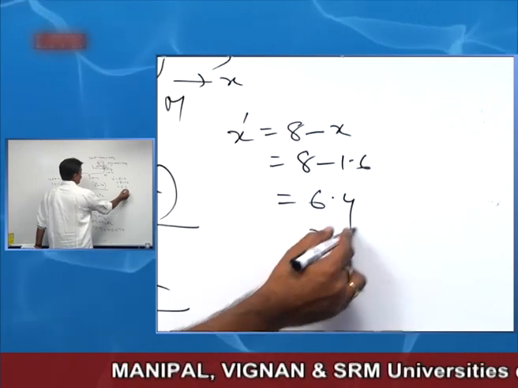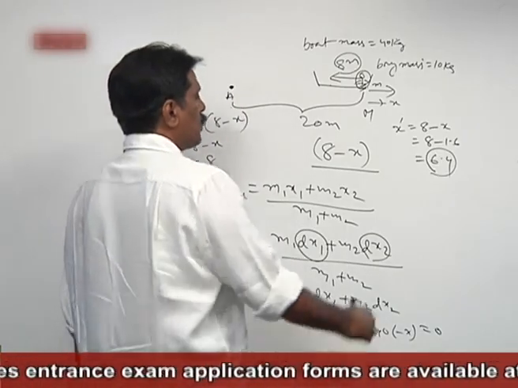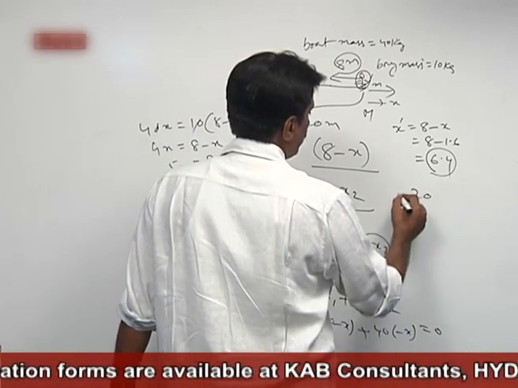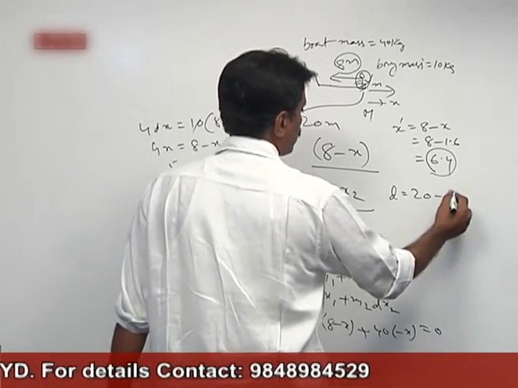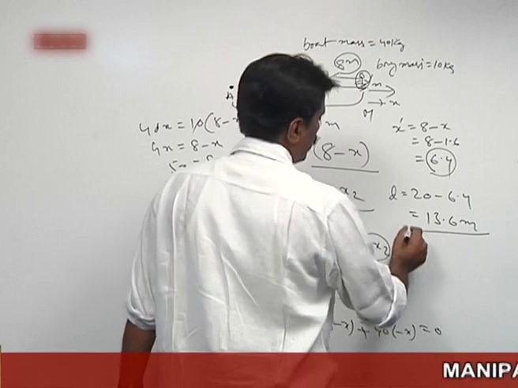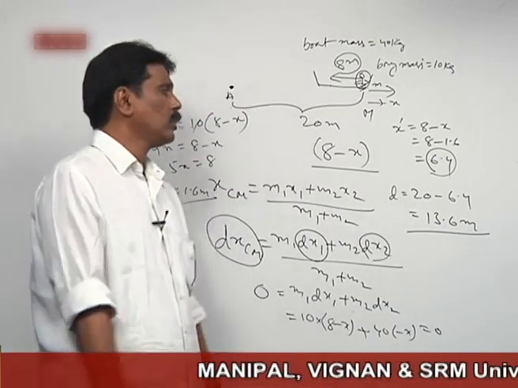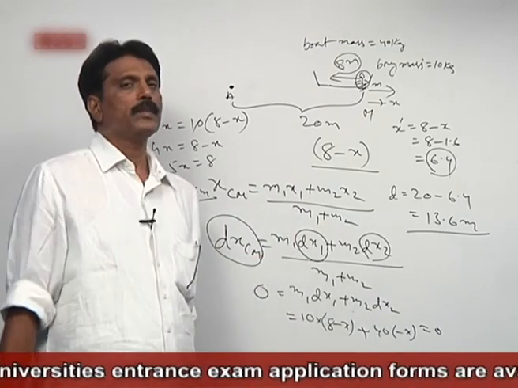So, 6.4 meters he moves towards the shore. So, his final distance from the shore will be 20 minus 6.4, that would be 13.6 meters. So, like that we can do this type of problems using this analysis only.